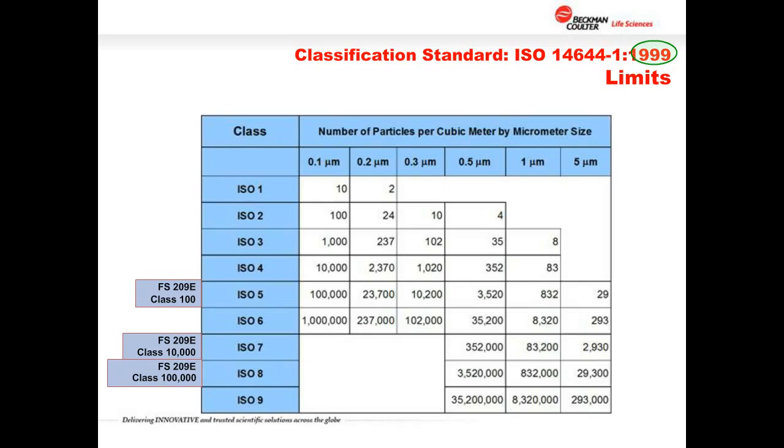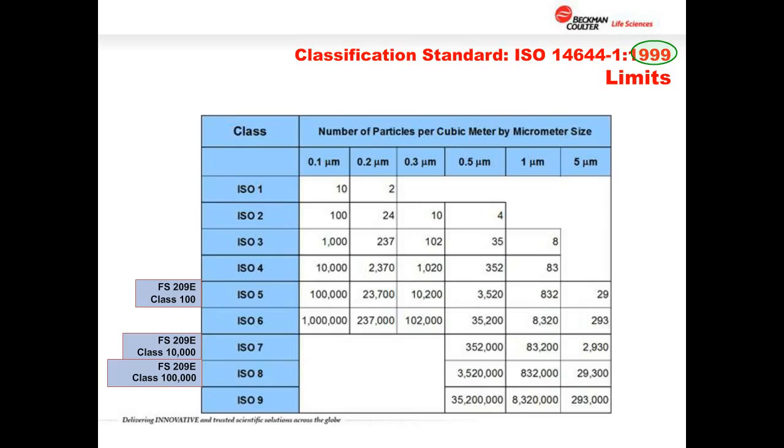So, for example, it's at ISO 5 at 0.5 micron. The maximum concentration at 0.5 micron must be no greater than 3,520 at each position, or you cannot consider it an ISO 5 class room. So that's basically defining a pass-fail for a given size and ISO class.